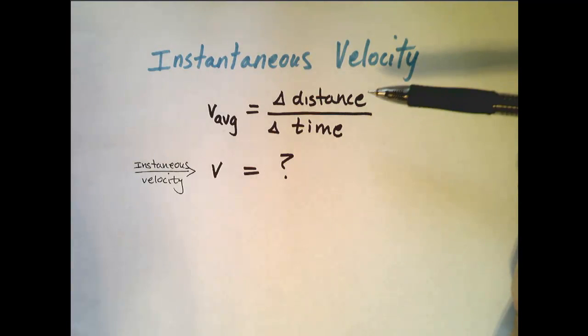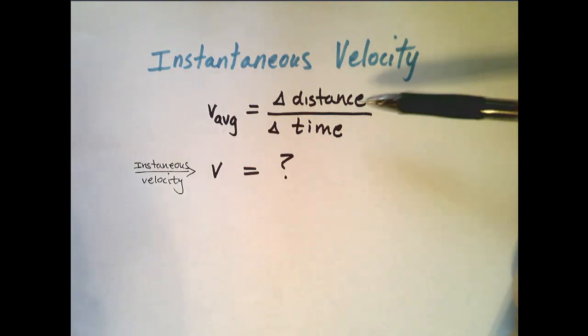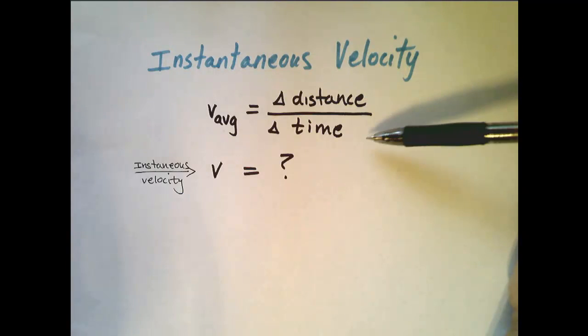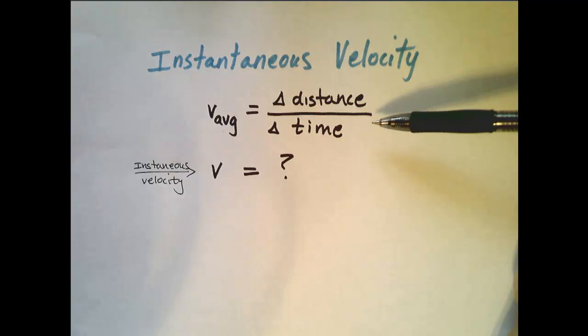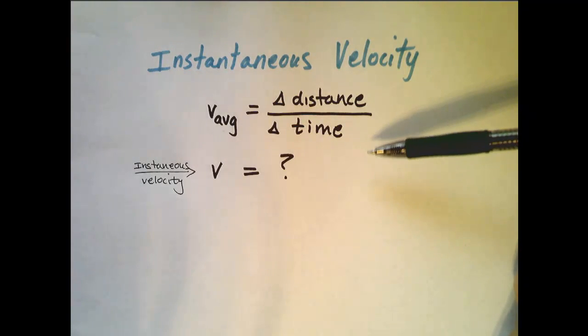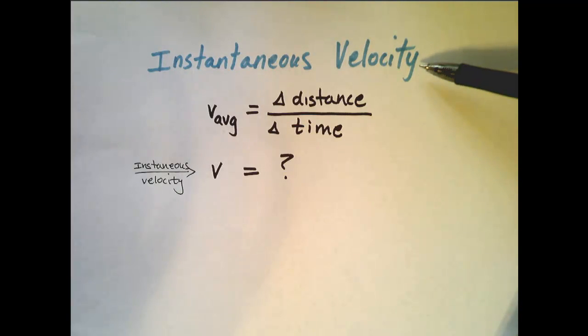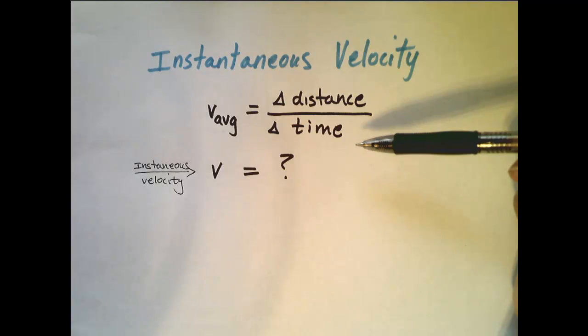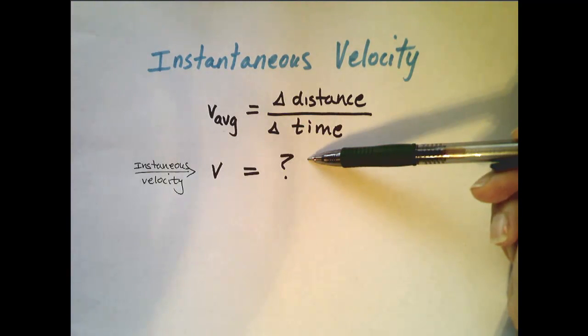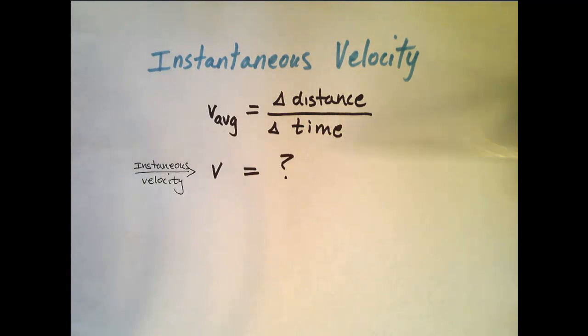In the last video, we talked about average velocity as the change in distance over the change in time. And at the end of that video, we asked a question about finding velocity at a particular time, which we call instantaneous velocity. And as promised, we're going to explore that here and see if we can fill in what it means to be instantaneous velocity.